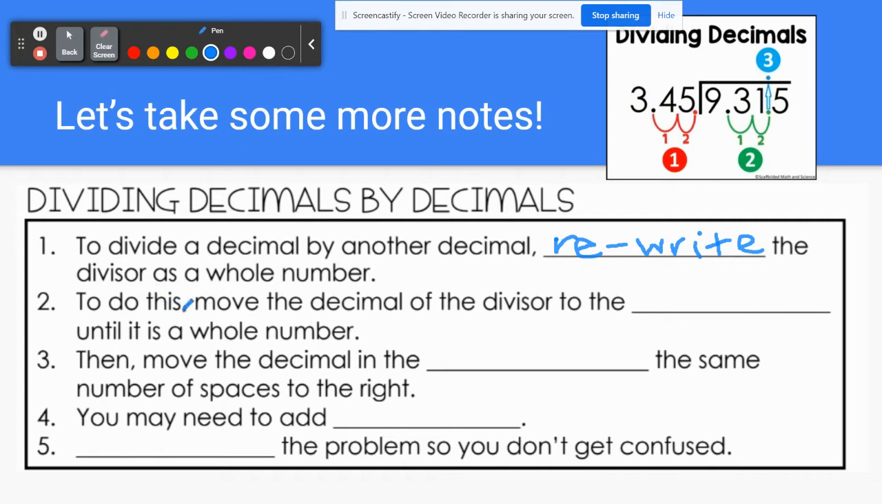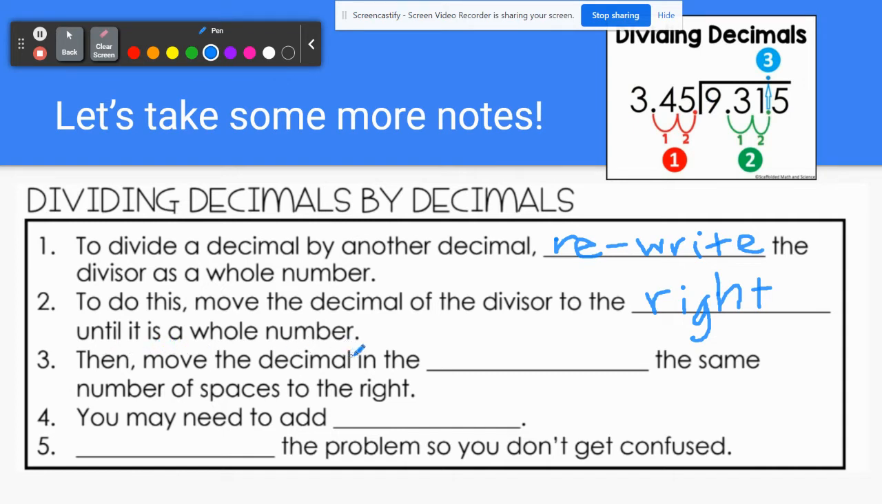In order to do this, move the decimal of the divisor. Remember, the divisor is on the outside. Okay, move the decimal of the divisor to the right. So we're moving over the decimal until it is a whole number. You have to move the decimal however many places it takes to get it to be a whole number. So if you look at this little example up here, the divisor is 3.45. We have to move it over 2 places in order to make it 345, okay?